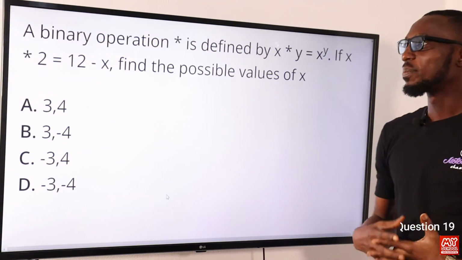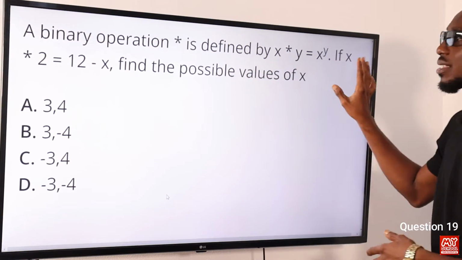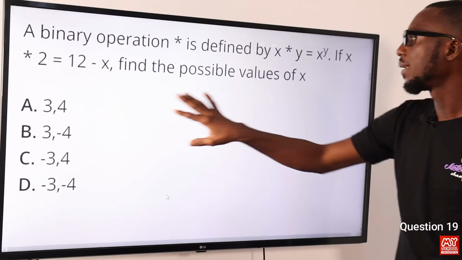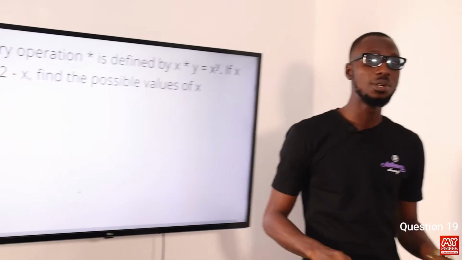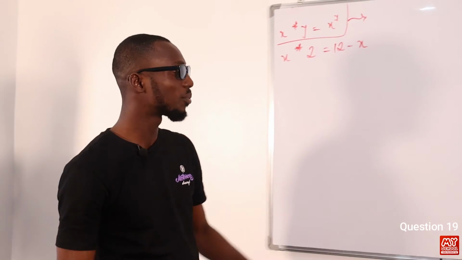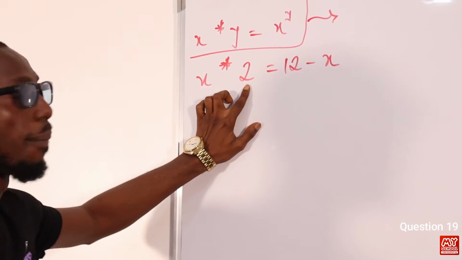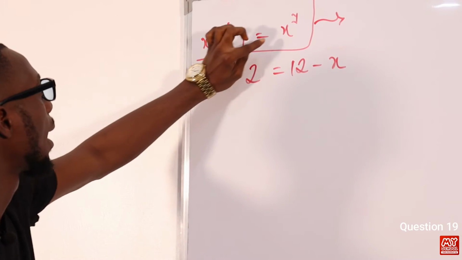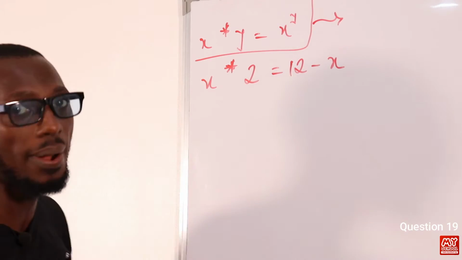Number 19. A binary operation is defined by this, okay? Then we have, this is the question we are working on. Find the possible values of x. This is very easy when it comes to binary operation. Just follow the set rules, then you get what you are looking for. So this is the rule we are given. So this represents our y, all right? So that should be x raised to power y, isn't it? So if this is our y, that means it will be x raised to power 2.